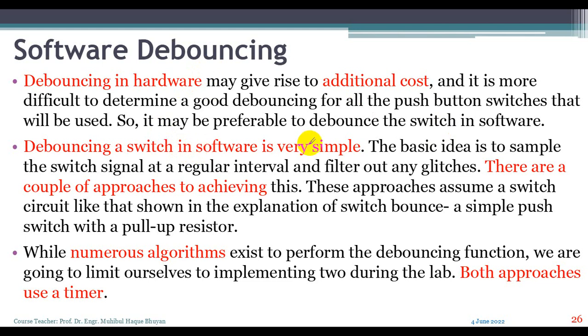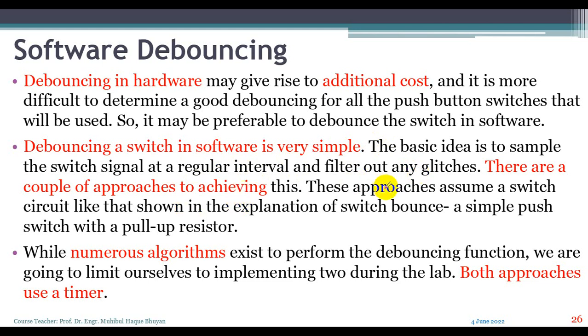Debouncing a switch in software is very simple. It is a low cost alternative. No hardware is needed, so it is low cost. Only inside the program. The basic idea is to sample the switch signal at a regular interval and filter out any glitches. There are a couple of approaches to achieving this.